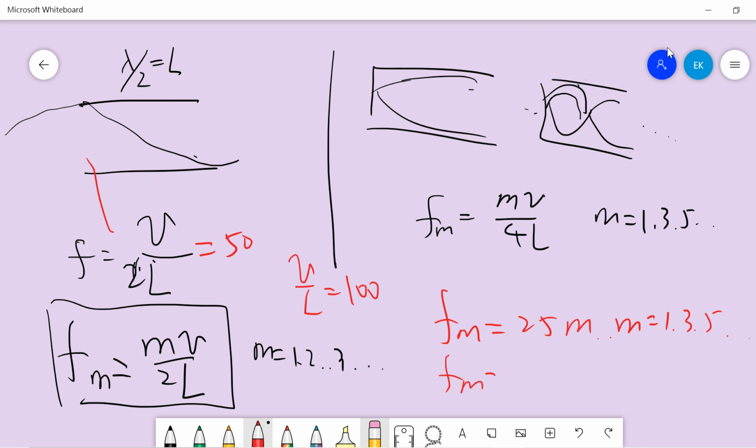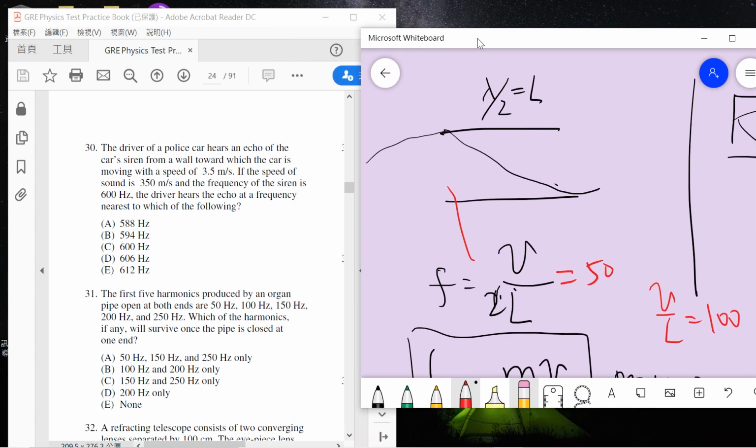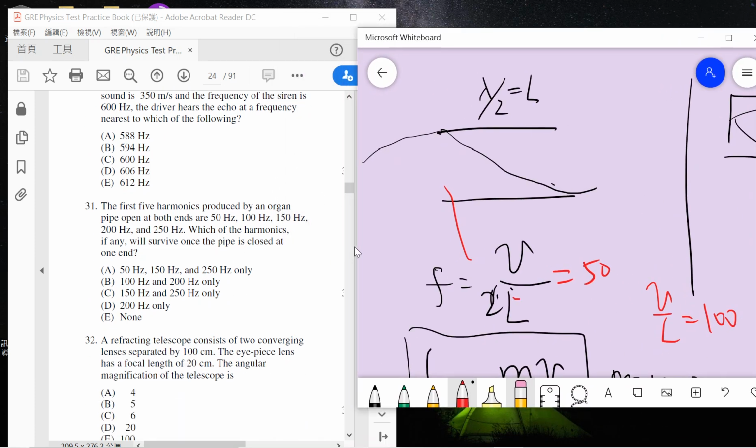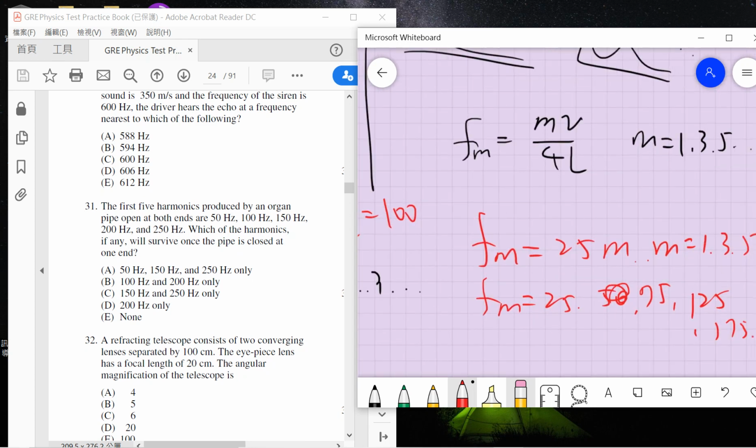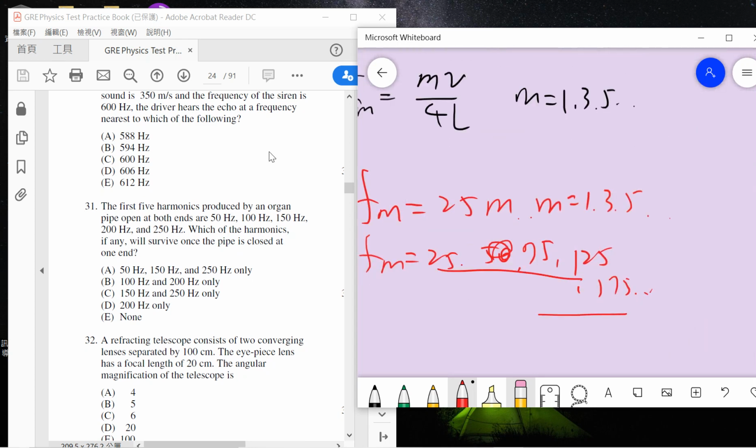So we have 25, 75, 125, 175. When we close it that way, we check whether these coincide with the open-pipe ones. Unfortunately, none of them coincide, so none of them survive. The answer is E.